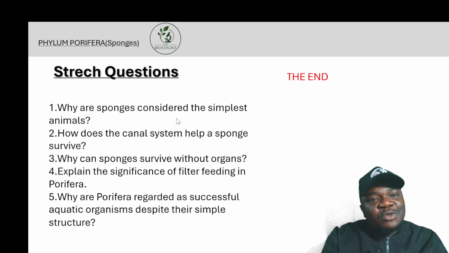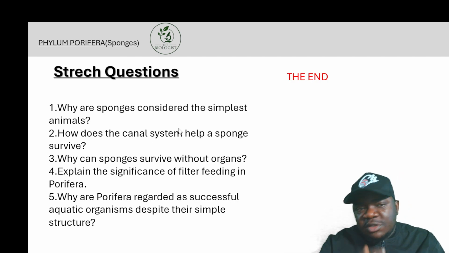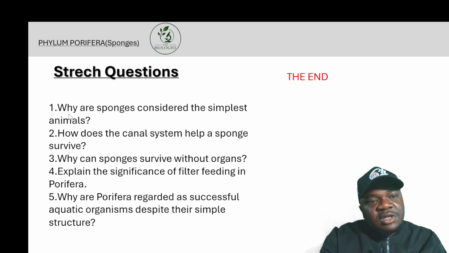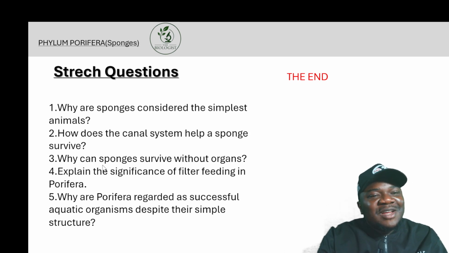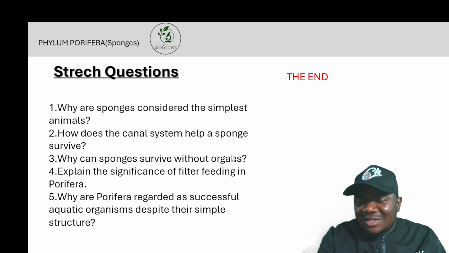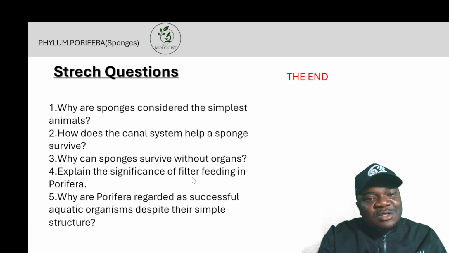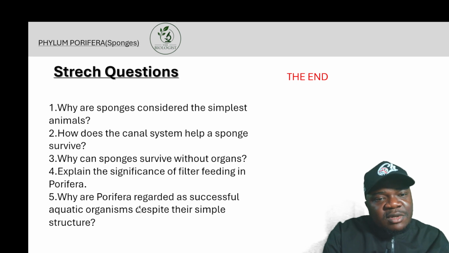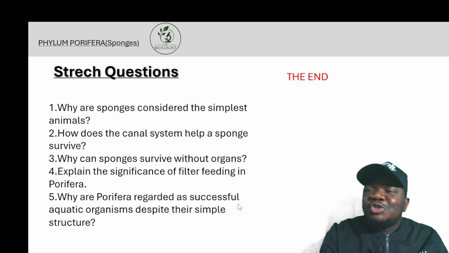There are also some stretch questions that can make you sweat a little bit. Why are sponges considered the simplest animals? How does the canal system help a sponge survive? Why can sponges survive without organs? Explain the significance of filter feeding in porifera. And why are porifera regarded as successful aquatic organisms despite their simple structure?